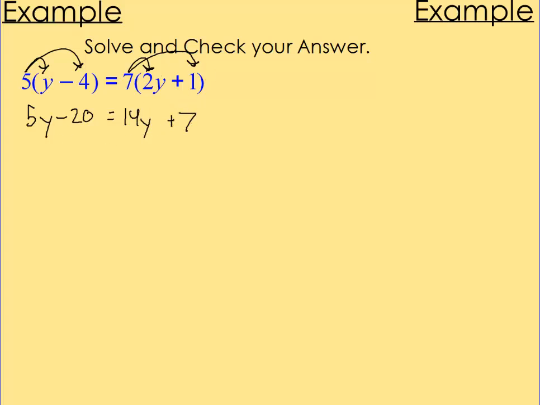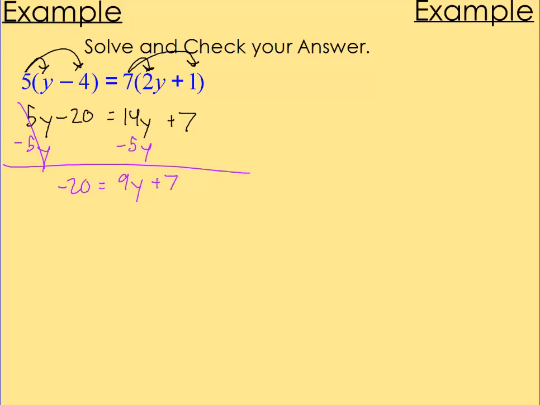Now, I have y's on both sides of the equation. I don't like that. I want to get rid of one of them, so I'll get rid of either the 5y or the 14y. I'll choose the 5y because it's smaller. Doesn't matter though. So I'll cancel these. I get negative 20 equals 14 minus 5 is 9y plus 7.